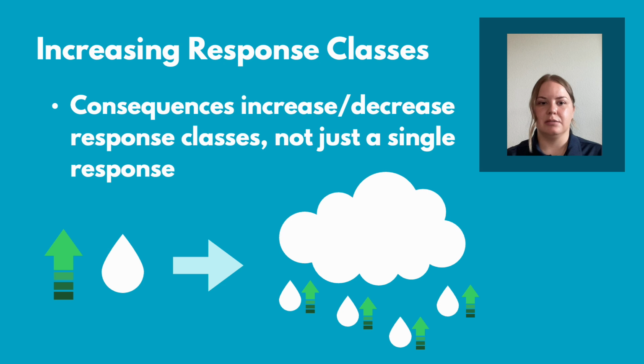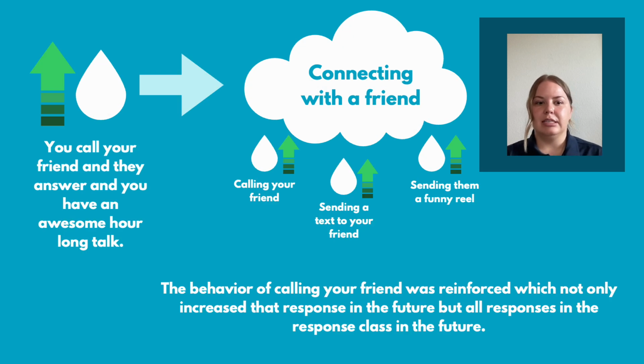So we'll talk about an example of this. So let's say you call your friend and they answer and you have an awesome hour-long talk. And so we have this overall cloud, right, our response class of connecting with a friend. So not only is calling your friend going to increase, but also sending a text to your friend, sending them a funny reel. So this whole response class is going to increase, not just the one behavior, but the whole entire response class. So the behavior of calling your friend was reinforced, with not only increased responding in the future, but also responses in the response class in the future. So your calling your friend behavior, that's going to increase. Sending a text to your friend, increase. Sending them a funny reel. Anything that is in that response class of connecting with your friend is going to increase.